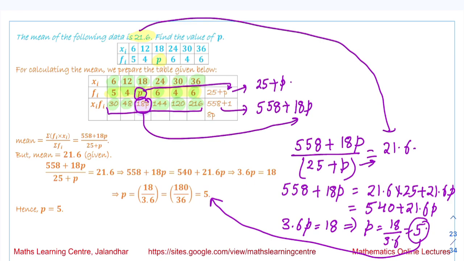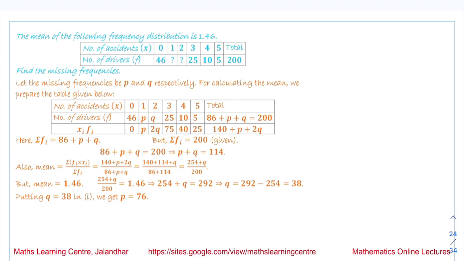Next is the mean of the following frequency distribution is 1.46. We have to find the missing frequency. These two are the missing frequencies. So suppose we are saying the values of these two frequencies, this is P and this value, it is Q. Now when we calculate the total frequency over here, these values are the values of the frequency. Now we are saying this is P and this is Q, we have assumed. So the sum of all these values, it is 86 plus P plus Q, and total is given to be 200. This total value is given to be 200.